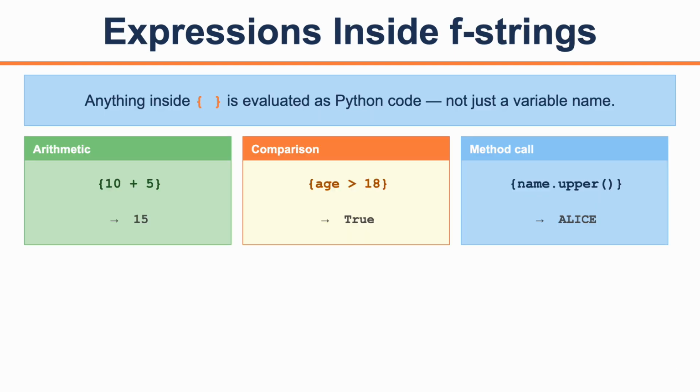An f-string can do more than insert a variable. You can place any valid Python expression directly inside the curly braces. Python evaluates the expression first and then inserts the result. This means arithmetic, comparisons, and function calls all work inside braces.